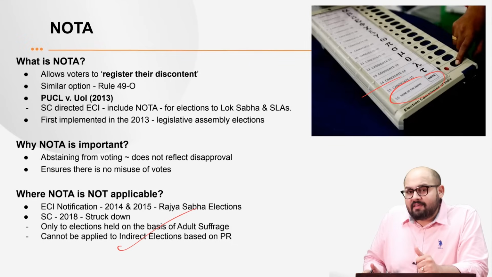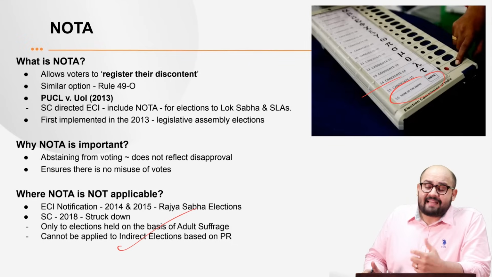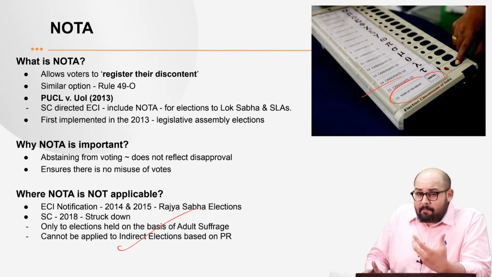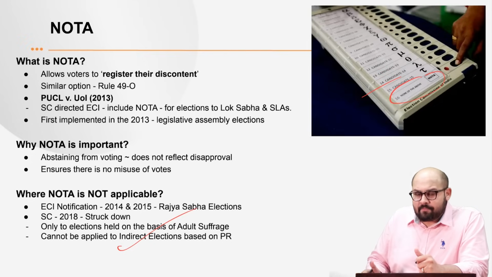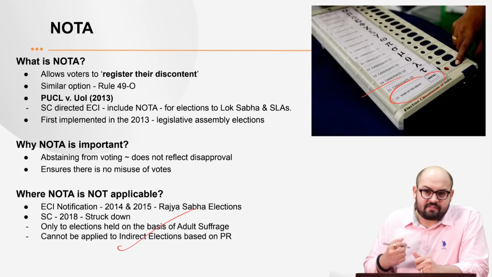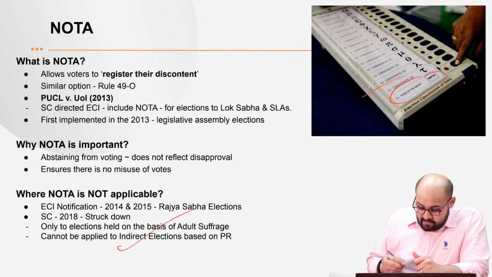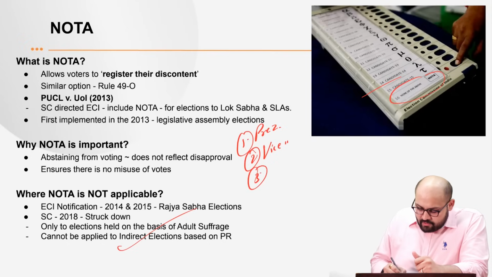So I hope you are aware of the types of proportional representation systems we have in India, right? So we have 4 types of elections in India where proportional representation takes place. The first is the presidential election. The second is the vice presidential election. The third is the Rajya Sabha. Members of the Rajya Sabha are elected through proportional representation. And the fourth is with respect to the Legislative Council of States.